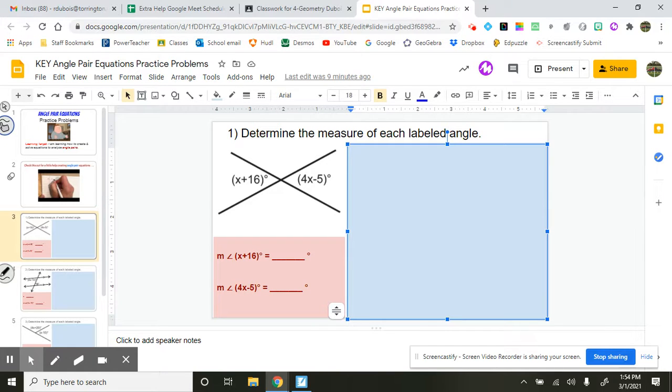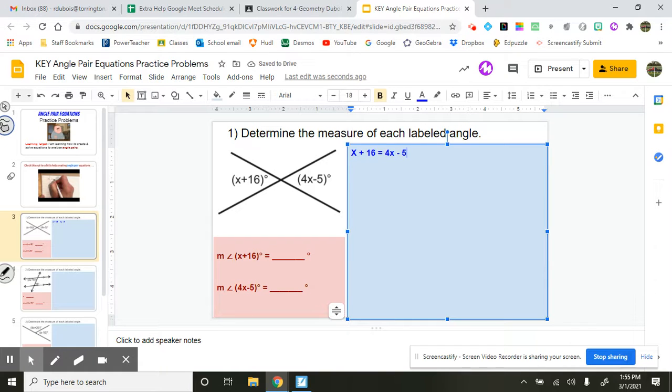The expression for the angle measure on the left is x plus 16. Give you a little space here just so it's not too visually cluttered. x plus 16, that's the measure for the angle on the left. And then the expression for the angle on the right is 4x minus 5. 4x minus 5, and it's that many degrees. So you've got to solve this equation.